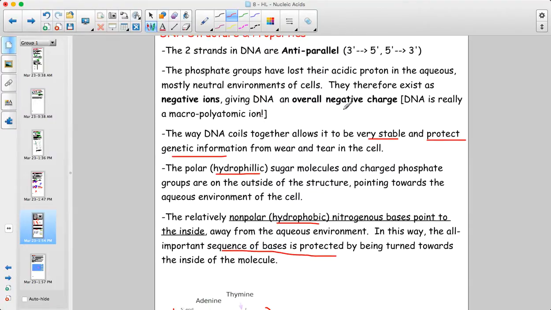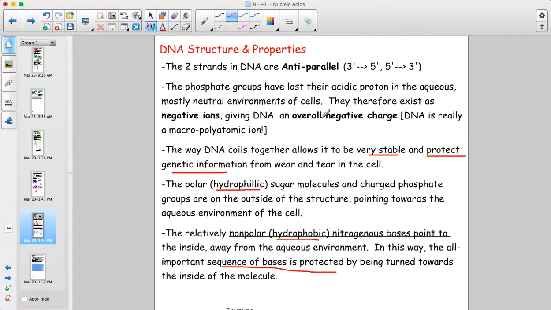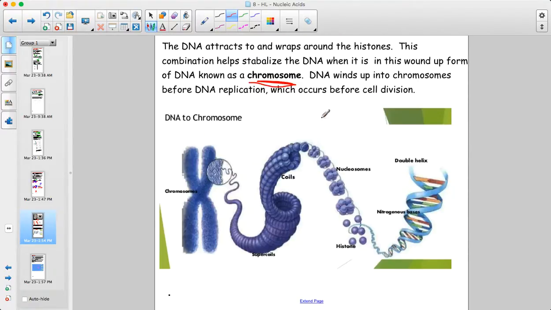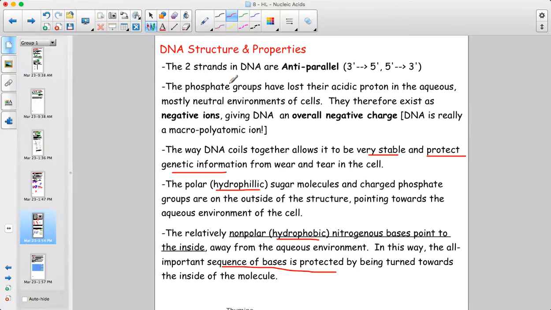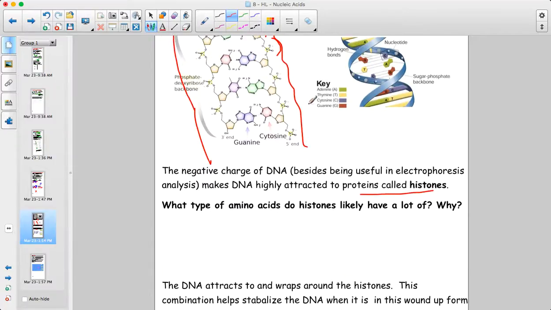It's got this overall negative charge. It has the polar things on the outside, and it has the hydrophobic things on the inside. So it coils to protect its genetic information. It wraps with positively charged histones to give it that chromosome structure. And the last bit, which I guess I skipped over, is that when the DNA strands go together, they are called anti-parallel, meaning that those 3 and 5 prime ends we talked about are always going in opposite directions. So one strand's going 3 to 5, while the other strand's going 5 to 3. And that's all the structural information that you need to know about DNA and RNA.